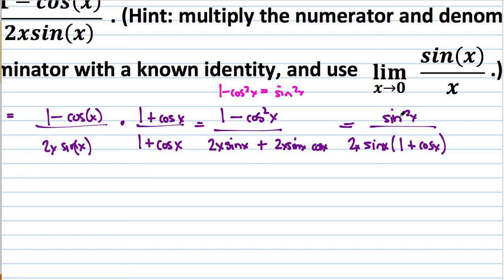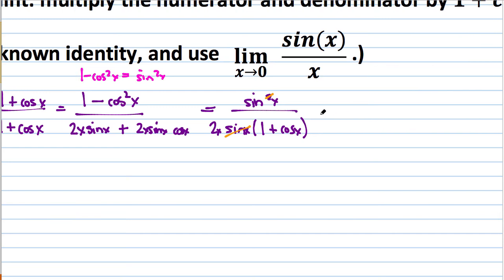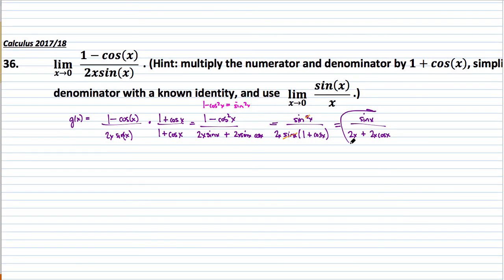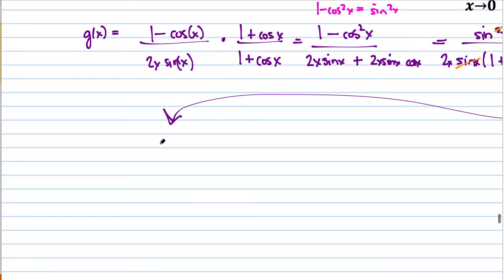This allows me to factor out one of my sine x's. So now I have sine of x over 2x plus 2x cosine x. This is kind of ugly, but what can we do now? What we're going to do is take this and move it over here. And so I have sine of x over 2x. I'm going to factor it out one more time, actually.